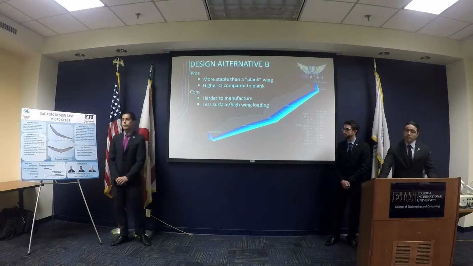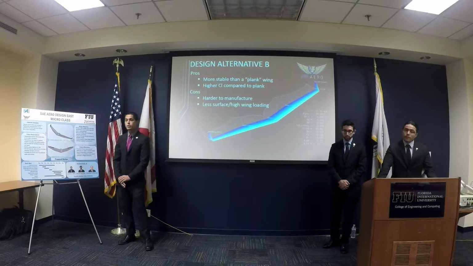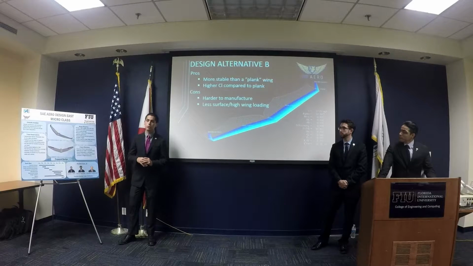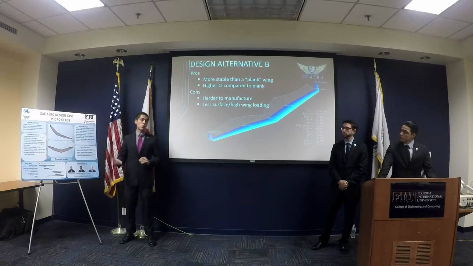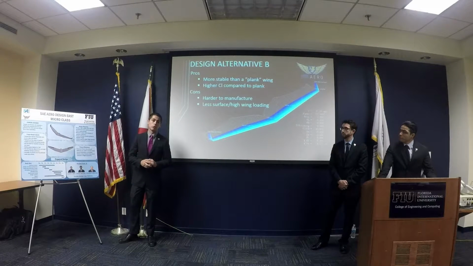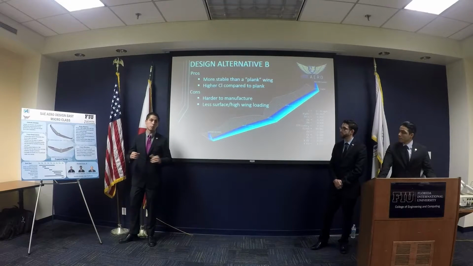Our second design alternative is introducing the sweep angle. Not a drastic one per se, but enough to provide stability along the longitudinal axis. The bad part about this is that we do reduce some surface area, and the way that an airplane wing works, the more surface area you have, the more lift you generate, right? So now we have less surface area, and even though our wing is more effective and efficient, our wing loading increases. And with an increased wing loading, there's more force per unit area on the wing than before.